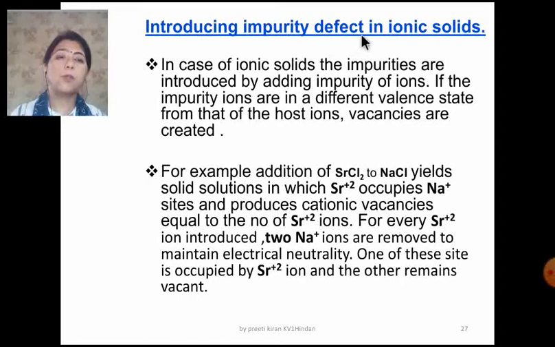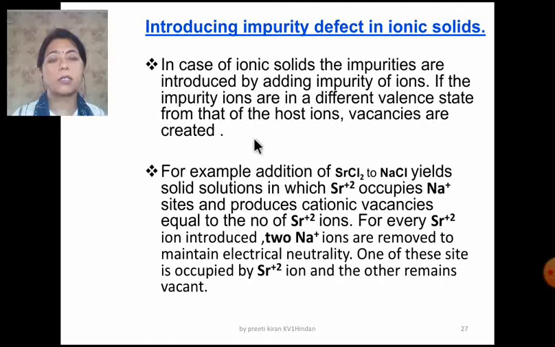Introducing the impurity defect in the ionic solids. Now let's understand the details of this. In the case of the ionic solids, the impurities are introduced by adding the impurity of the ions. If the impurity ions are in a different valence state from that of the host ions, the vacancies are created. Now let's understand what this means. Just now I showed you a picture in which the strontium ion has occupied one site of the sodium ion.